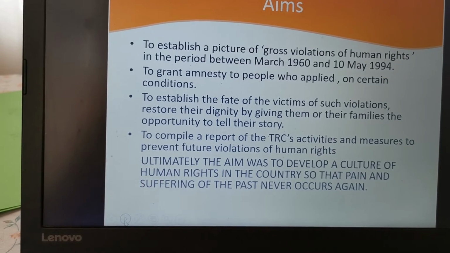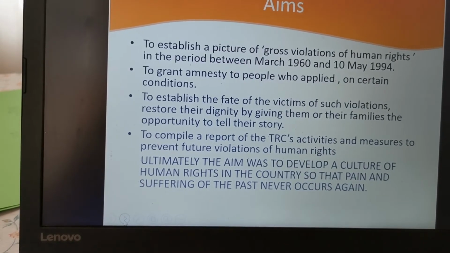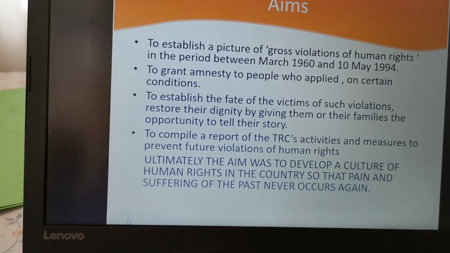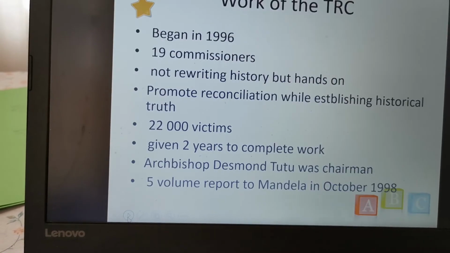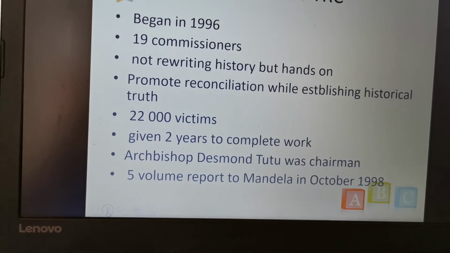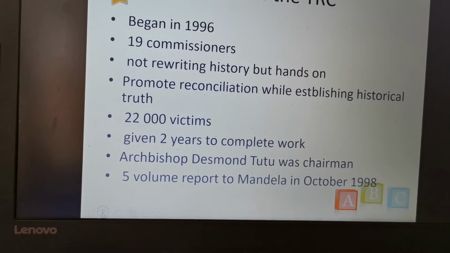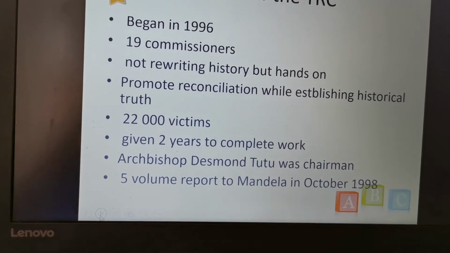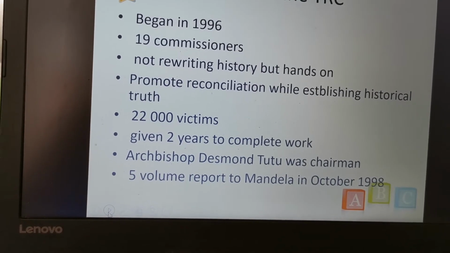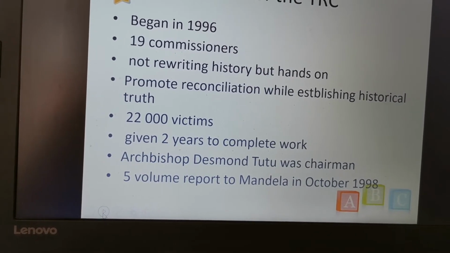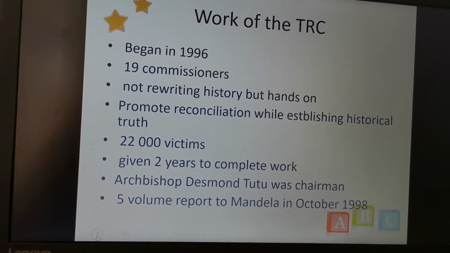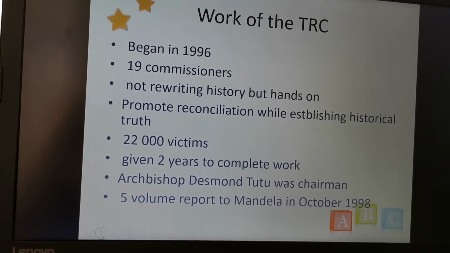To compile a report of the TRC's activities and measures that would ultimately prevent future violations. And so the idea was that there'd be a culture of human rights in the country. It began in 1996 with 19 commissioners who traveled from town to town and would meet in a large venue, say a town hall, and then they would hear stories of victims and perpetrators. It wasn't rewriting history, it was a hands-on experience where there were witnesses, there were testimonies, and there was documentation. It wanted to promote reconciliation, but also find historical truth.